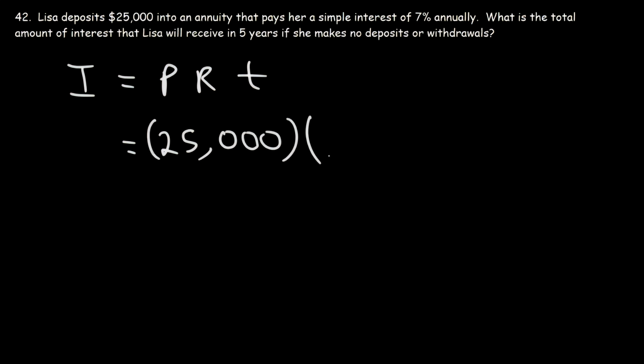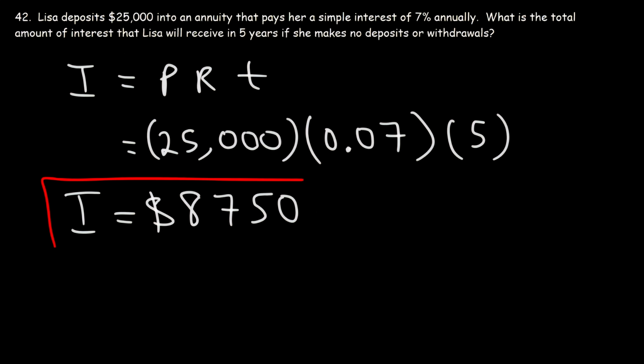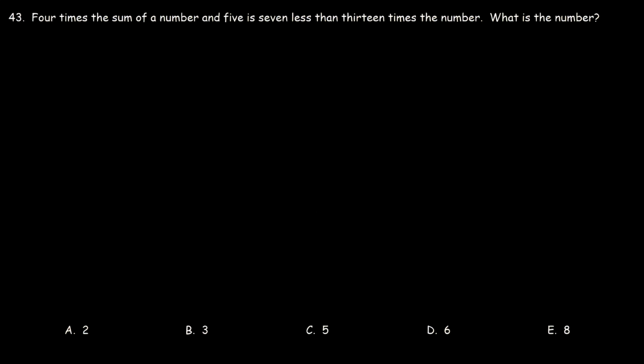Now what is 7% as a decimal? We need to divide 7 by 100. 7 divided by 100 is 0.07. And we want to calculate the total interest received in 5 years. So it's 25,000 times 0.07 times 5. So in the course of 5 years, she's going to receive $8,750 in interest payments. So that's it for 42.